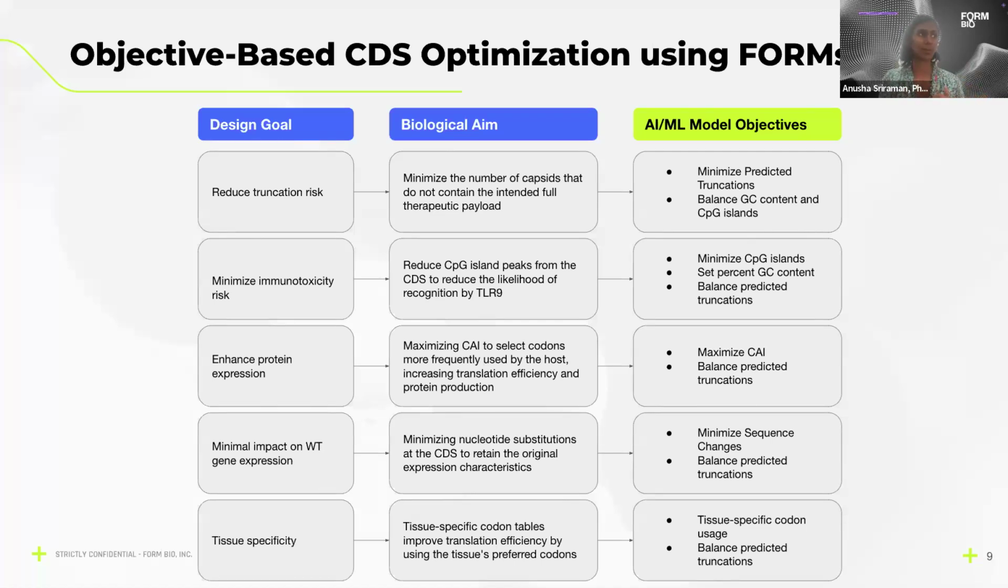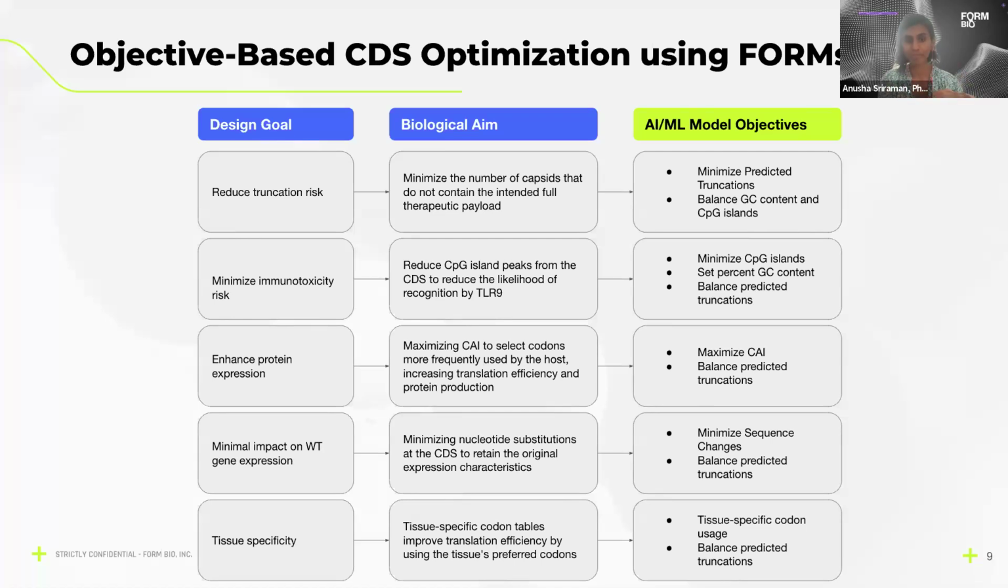So the first design objective is to reduce the truncation risk. By lowering the truncation risk, we minimize the number of capsids that lack the intended therapeutic payload. And we can achieve this by adjusting the minimize predicted truncations and the balanced GC content and CpG island knobs within our model.